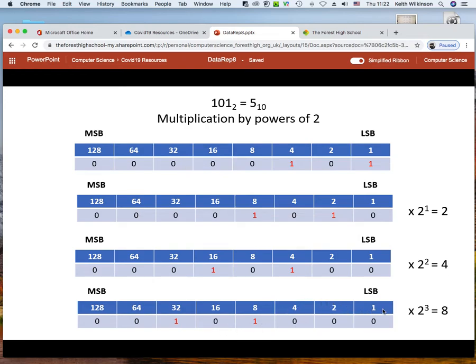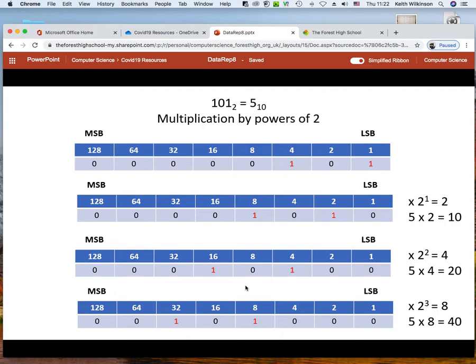And finally, the same with moving it 3 places to the left, I'm multiplying 5 by 8, which should give me 40? Well, it has. It's moved the 1 under the 32 and the 1 under the 8, add those together, and I get 40.